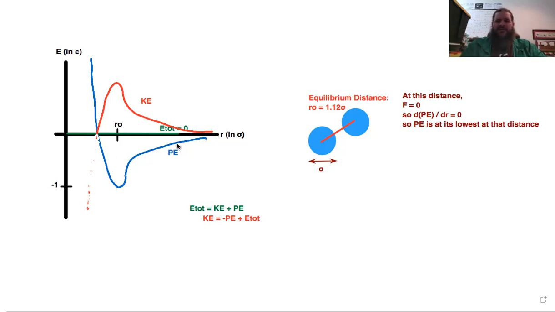So at this point, once total energy has reached 0 for this pair of particles, we'd say we have broken the bond. These particles can now just keep getting further and further apart without any limitations. Any questions on that so far?